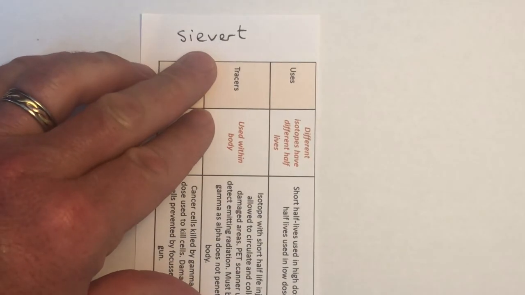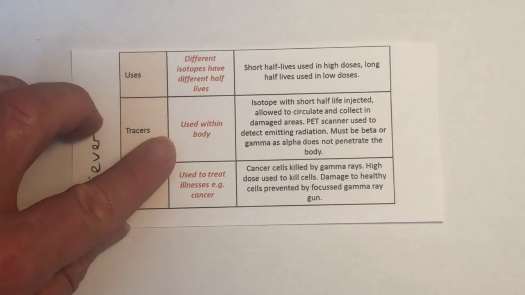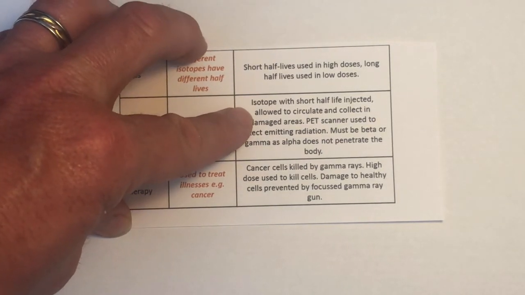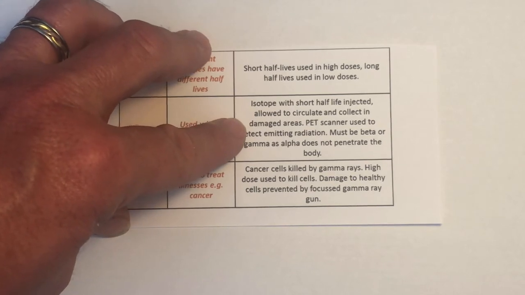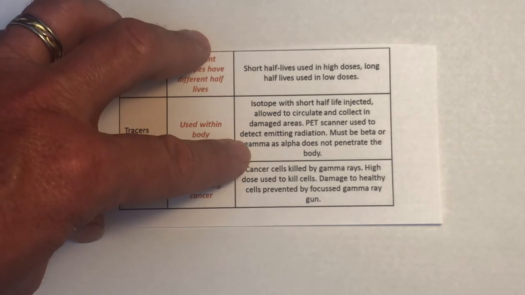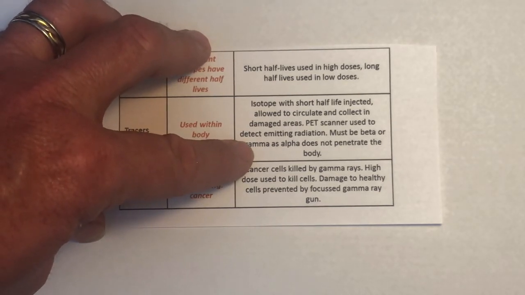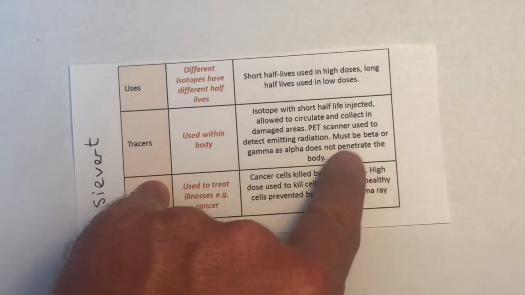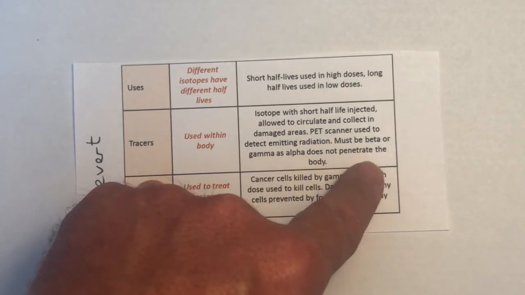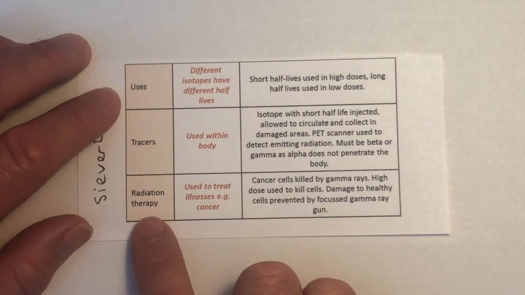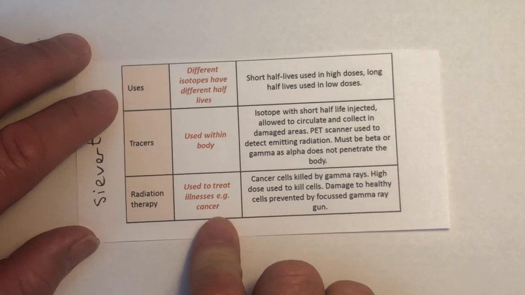So, what is radiation measured in and what are the uses? Radiation is measured in sieverts. Its uses are as a tracer used within the body, where an isotope with a short half-life is injected, allowed to circulate and collect in damaged areas. You then use a PET scanner to detect emitted radiation and get a picture of the radiation coming out of a certain area. The decay must be beta or gamma, as alpha does not penetrate the body. It doesn't escape.